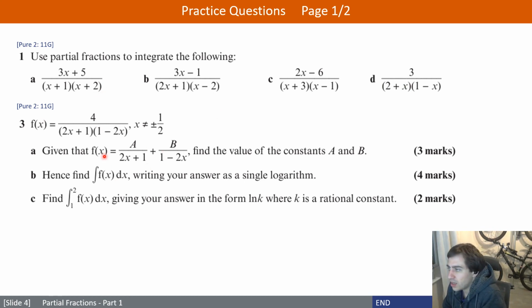And then have a go at part 3. Have to think about it perhaps a little bit more. You're going to do some definite integration. See how you do on those two for now. Pause the video now.